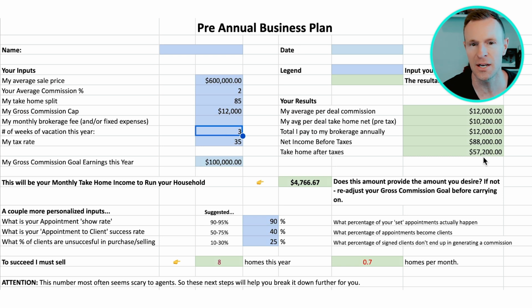And you can see, I just have this for my own purposes because I do this so many times. It's going to spit out what my average check is and my average take home, because this is important in determining the income that you're going to need to run your household. And that's what I want to talk to you about.